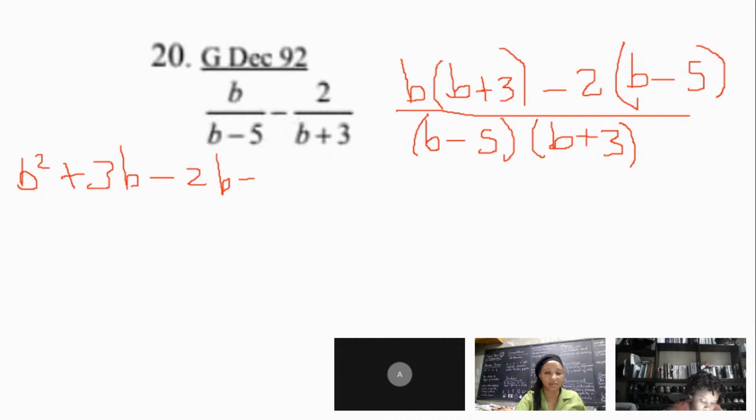Is that a minus 10? Yes, miss. Negative 2 times negative 5. Oh, I thought it was minus 2. Minus 2, negative 2. Oh, yeah, sorry. So that's a positive 10. All right. Let's simplify this quadratic and see if something can be done with it first. So b squared plus b plus 10. Can that be factorized?